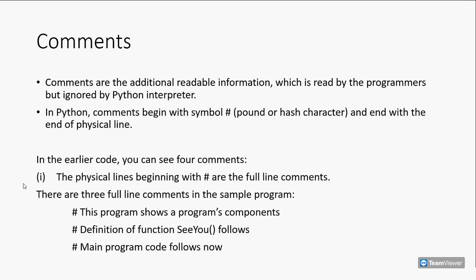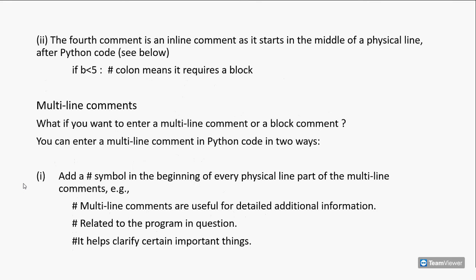# This program shows a program's components. # Definition of function cu follows. # Main program code follows now. Then the fourth comment is an inline comment as it starts in the middle of a physical line after Python code. See below. If b < 5: # colon means it requires a block. So as the comment is beginning in the middle of the line, therefore it is an inline comment.